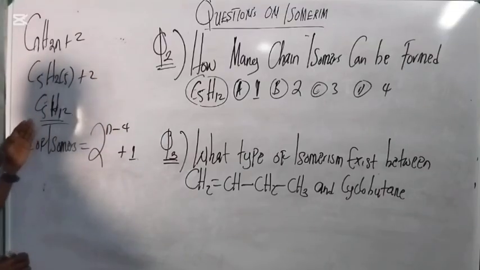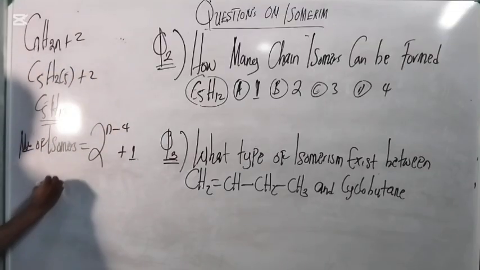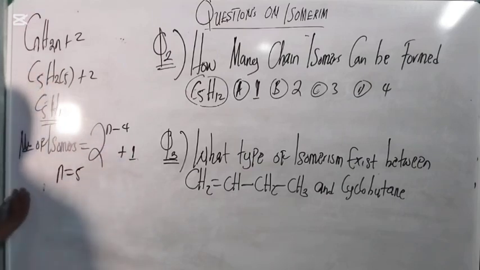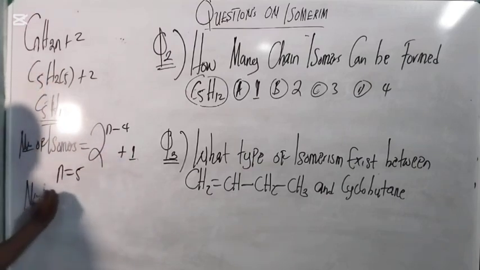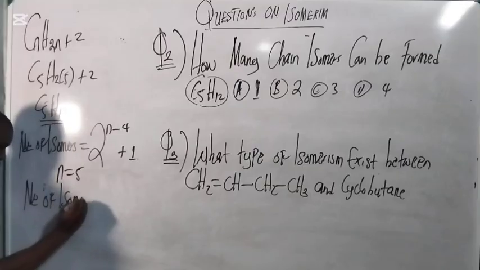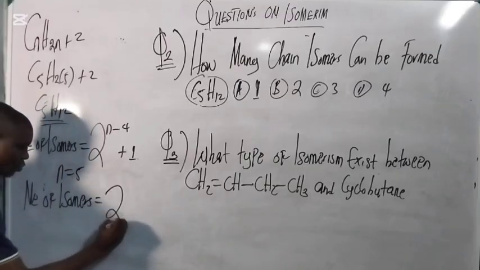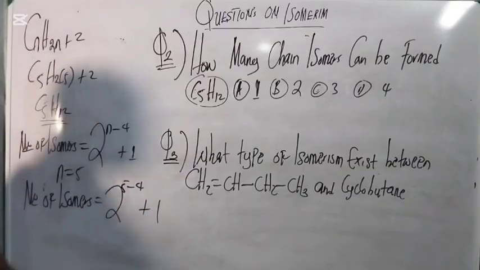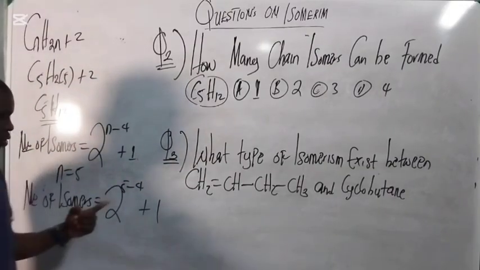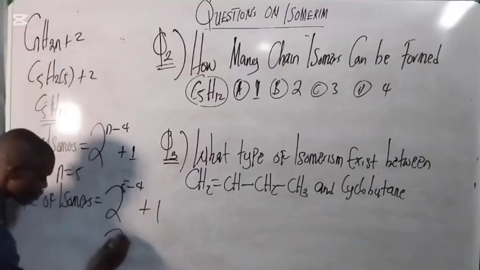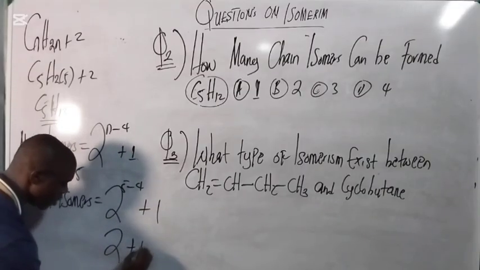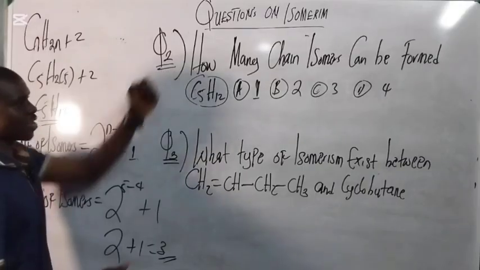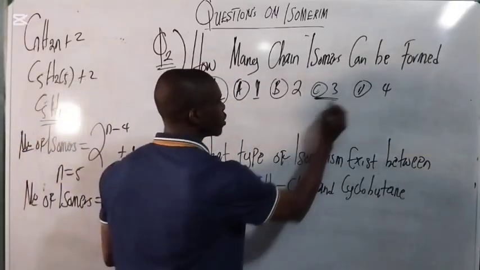So now since my n is equal to 5, what will happen here? If you put 5 here, number of isomers is equal to 2 to the power 5 minus 4, plus 1. So 5 minus 4 is 1. So 2 to the power 1 is 2, plus 1 is going to be 3. So the number of isomers for C5H12 is 3. So look at something here.